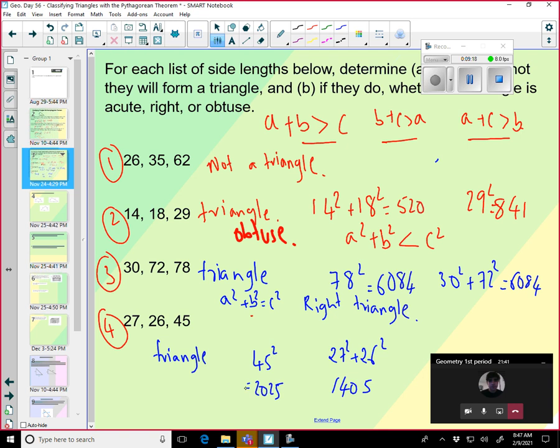Once again, it satisfies the same thing. C squared is greater than a squared plus b squared. That's where we have an obtuse triangle. C squared greater than a squared plus b squared, we have an obtuse triangle. It's an obtuse triangle.